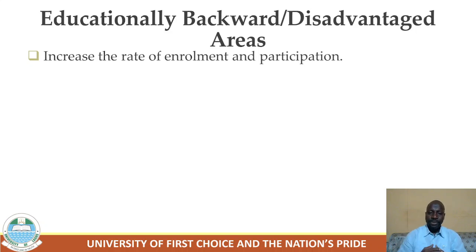In one of my previous videos, I made it known that school mapping exercise is something that should be done at the beginning of every academic session. This is to enable us identify the issue of disparity, the issue of inequality, so that we can take appropriate steps. So in educationally backward areas, we can use school mapping to increase the enrollment rate because we have identified the fact that in those areas, enrollment and participation rates are usually very low.